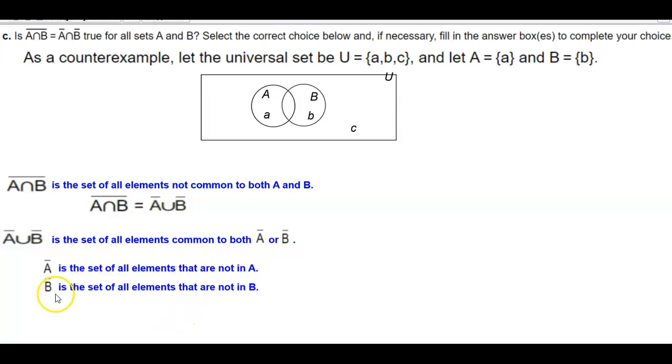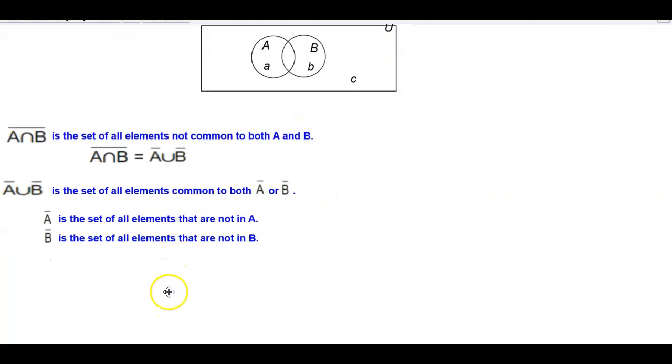And then the complement of B is going to be the set of all elements that are not in B, which would be A and C. So let's go ahead and review that again. All the elements that are not in A are going to be B and C. And all the elements that are not in B are going to be A and C.